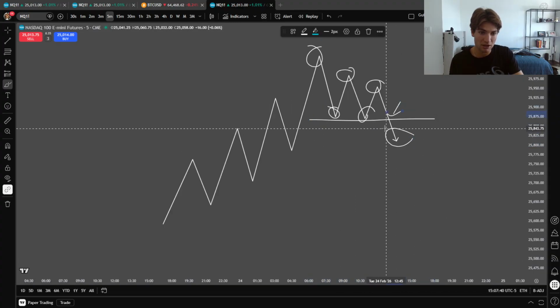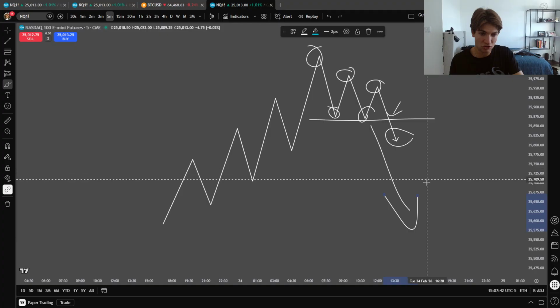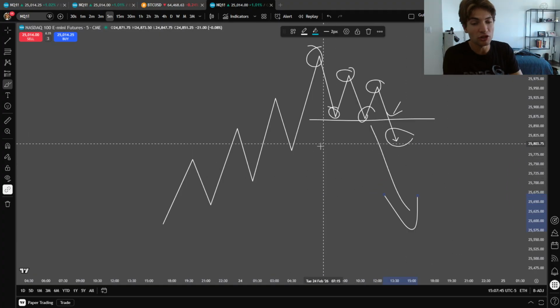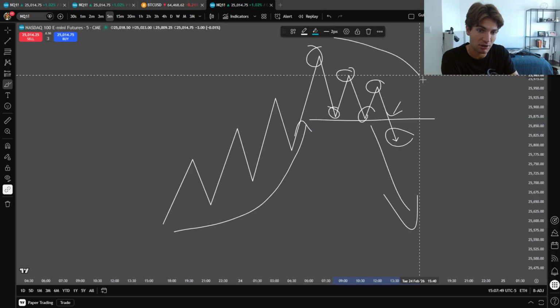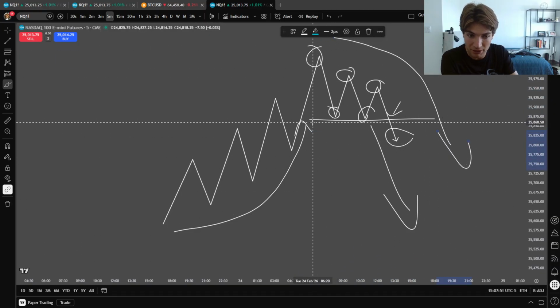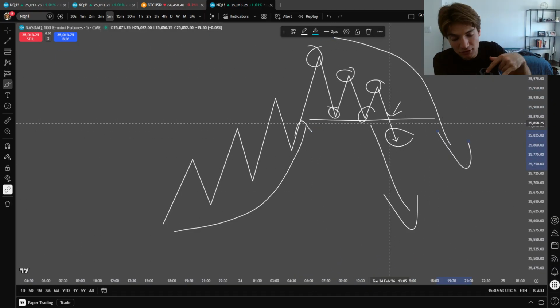Enter your trade, going down. Market is going to shit the bed. You see how we went from a trending market up to a trending market down? And the break of structure was the confirmation of that. And obviously for bullish, it's the same thing, but backwards.